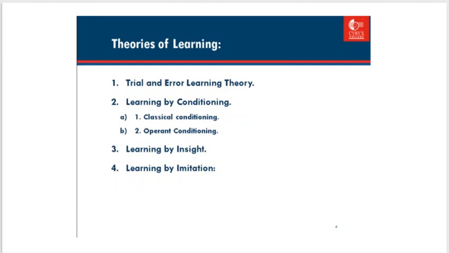First, trial and error learning theory. This theory was developed by an American psychologist, E. L. Thorndike, 1874 to 1949. He argues that learning takes place through the trial and error method. According to him, learning is a gradual process where the individual will make many attempts to learn. The essence of this theory is that as the trials increase, the errors decrease.